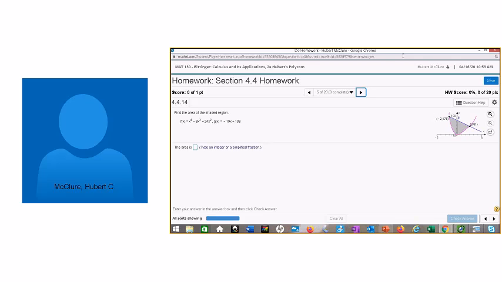F of X. I better do that in one color. Let's do the pink. F of X. Have you been watching the White House briefing? Every day. I love it when he sticks it to the lamestream media.